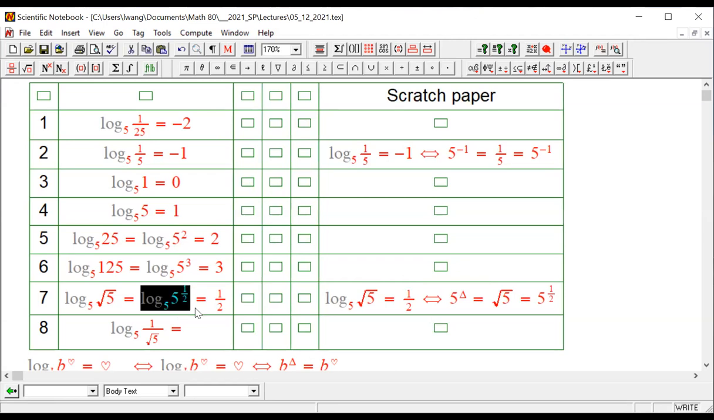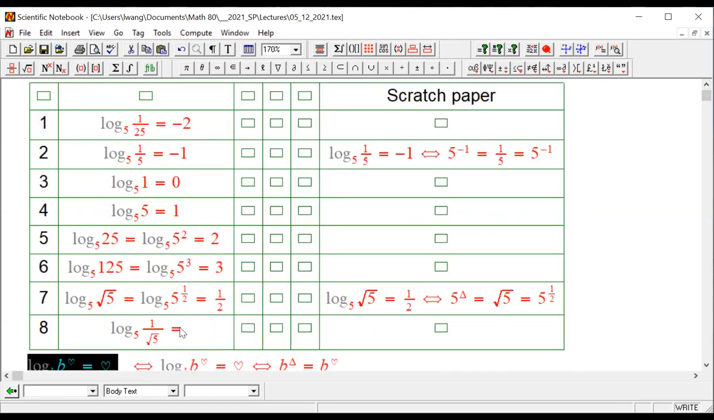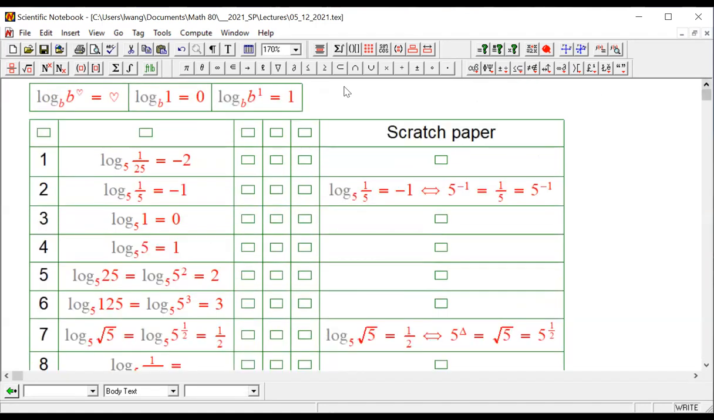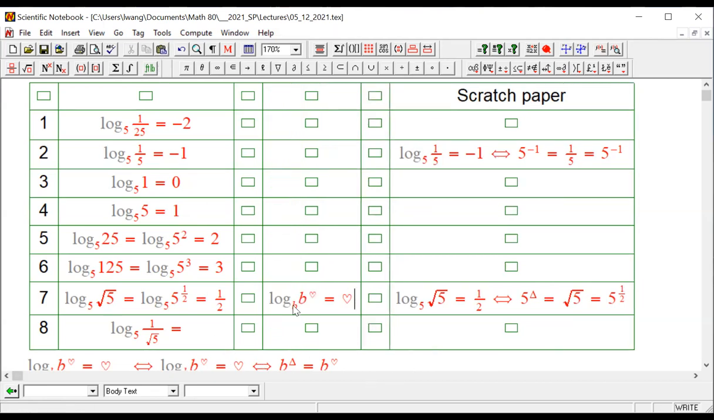In fact, when you write this down like this, you can just bring down the 1/2, which is what we just discovered. These are the so-called shortcuts. You don't have to go through the definition instead. If this is a 5 and this is a 5, the heart is just the heart. So now you have 5, 5, and your heart is 1/2. So 1/2 is the answer.